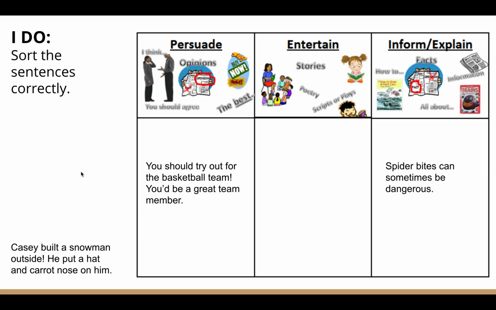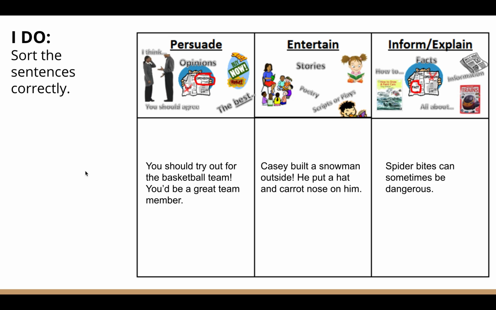Finally, Casey built a snowman outside. He put a hat and carrot nose on him. I can use process of elimination here. This is not presenting me with facts or information. It's not trying to teach me how to do something. So I don't think the author's purpose is to inform. And also, I don't think the author's trying to convince me to do anything here. The author's not saying that I should go build a snowman. They're talking about a character or a person who is building a snowman and how the person built it. So this last example, the author's purpose is to entertain.